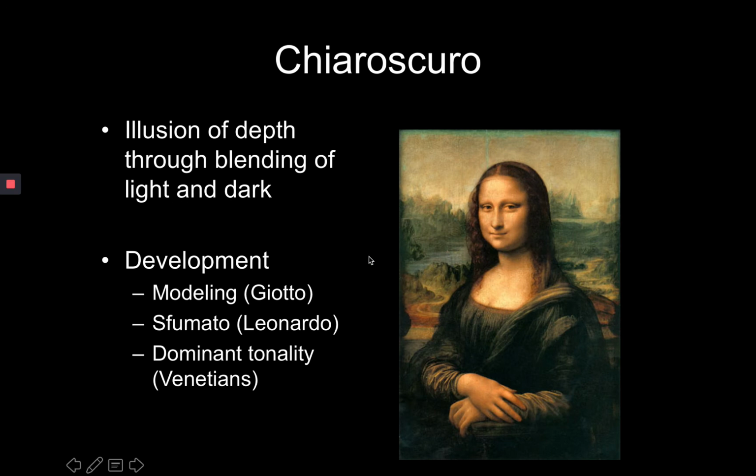Chiaroscuro is a beautiful word that really came to its height at the Renaissance. Illusion of depth through the blending of light and dark. So here we have major development during the Renaissance of the idea of chiaroscuro. The idea of modeling in chiaroscuro really began with Giotto, but then sfumato was really brought to its fruition by Leonardo. This is the softening of the edges and the sense of great depth. And then dominant tonality came with the Venetian painters.